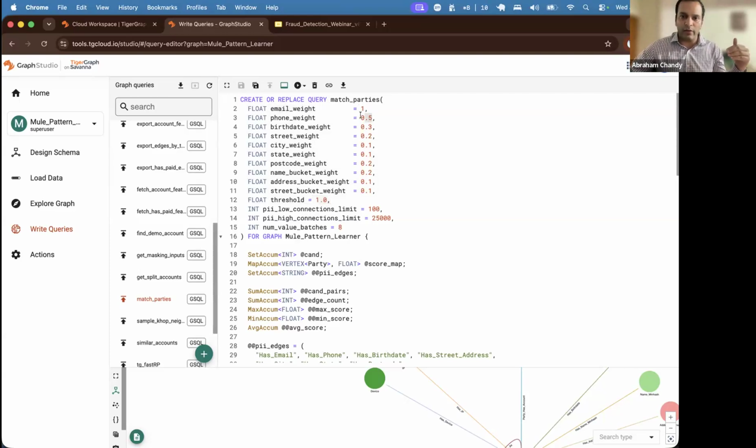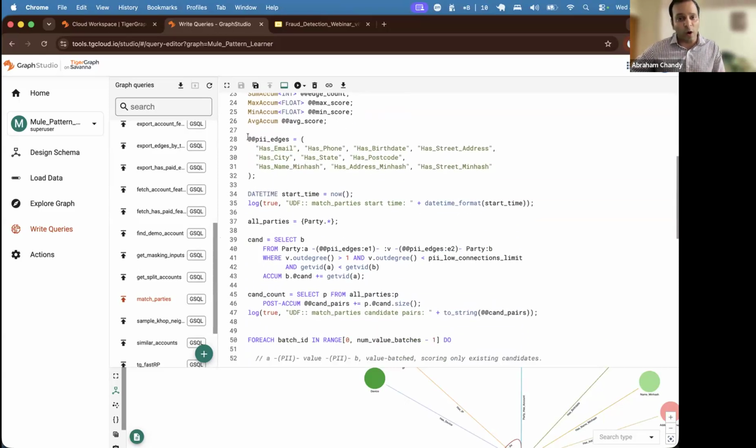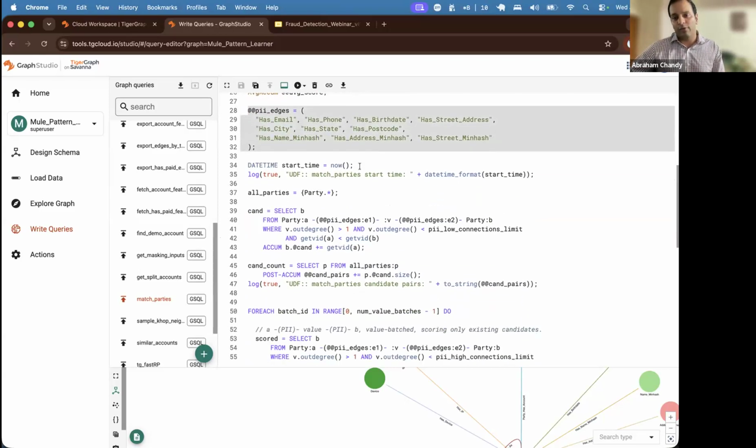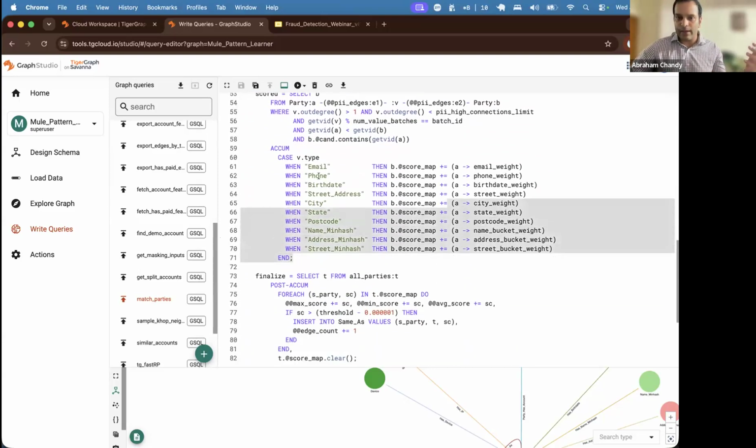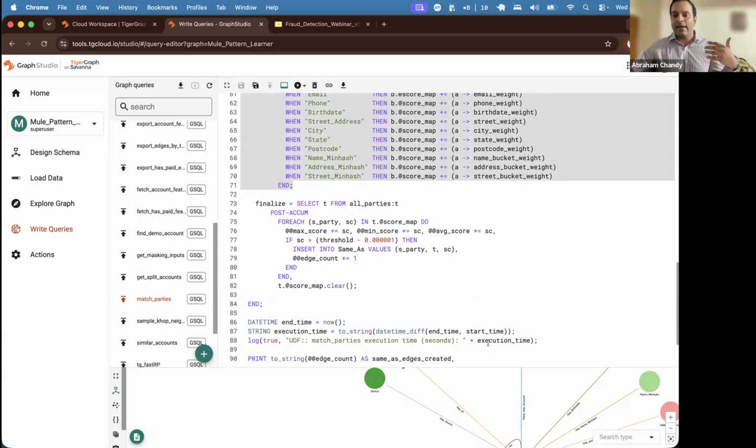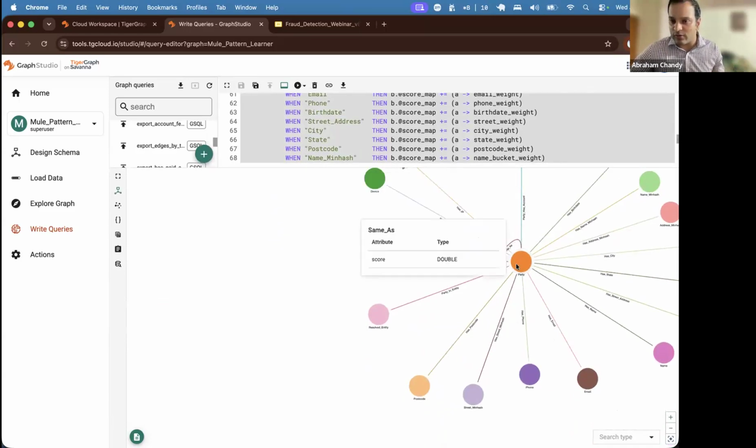And your other weights are slightly less. For example, phone and birthday are much less. Essentially, what this algorithm does is it walks through all the edges for PII, scores them, and adds up these weights depending on how many times each comes in. If you cross the threshold, then it passes it into the same as edge. That's what the algorithm does.